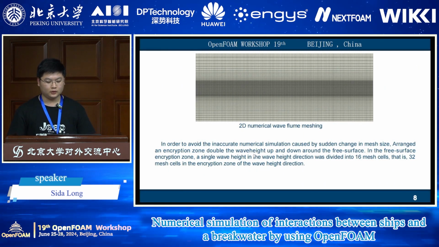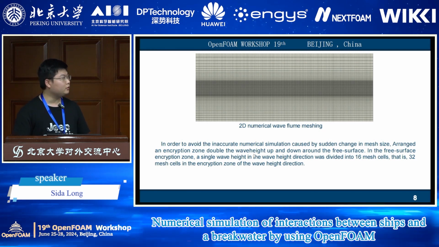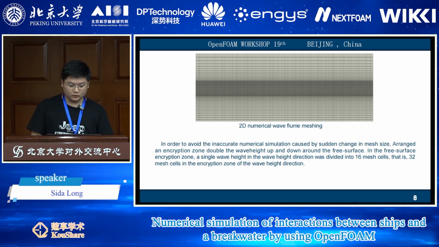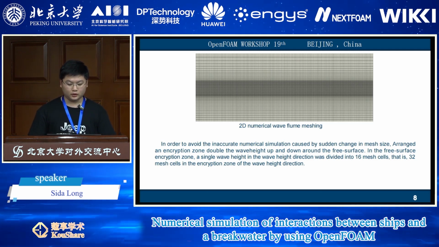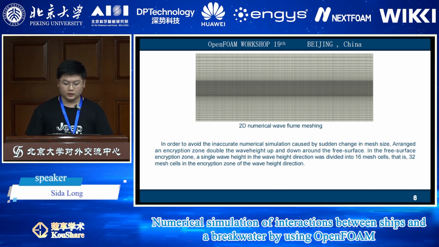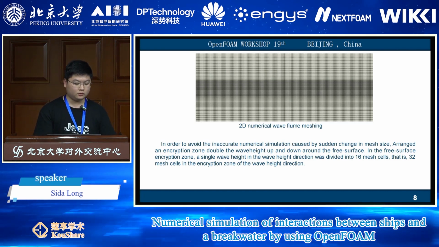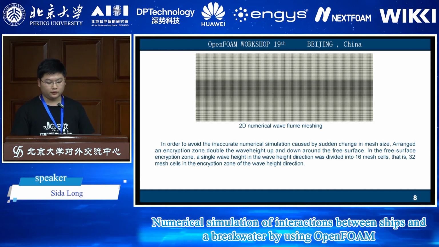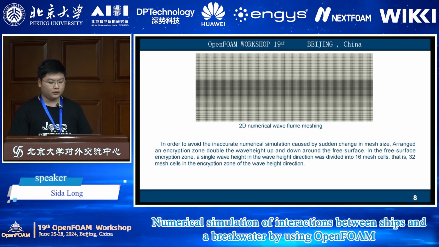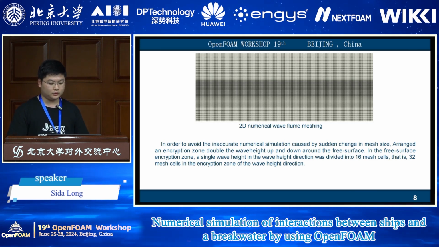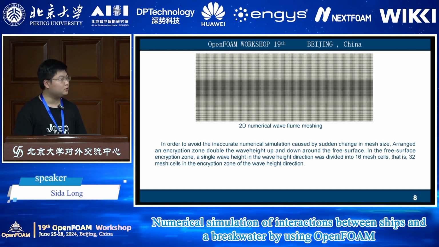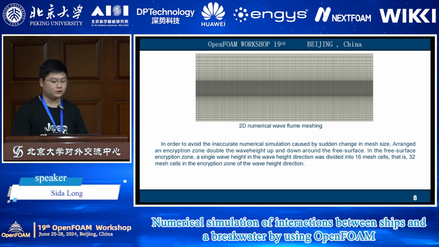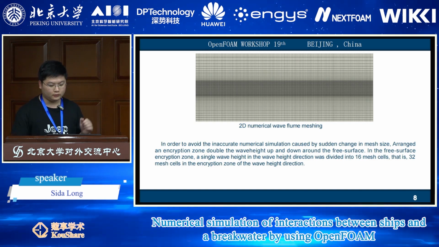This is the mesh of the 2D numerical wave flume. In order to avoid incorrect numerical simulation caused by sudden change in mesh size, we arrange the refinement zone of double the wave height up and down around the free surface. In the free surface refinement zone, a single wave height in the wave height direction was divided into 16 mesh cells. That is 32 mesh cells in the refinement zone of the wave height direction.